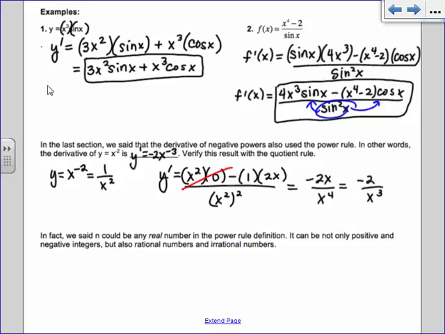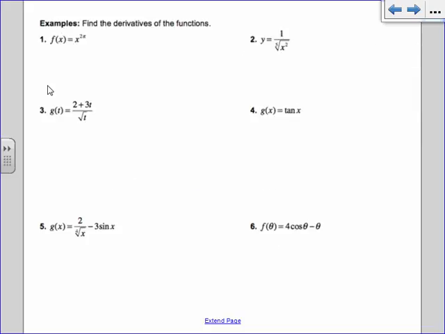So it says, in fact, we said that n could be any real number when we talked about the power rule. We didn't talk much about this, but I can have the square root of 3, right? Then I would pull the square root of 3 to the front, and I would subtract 1 from the square root of 3. It could not only be positive and negative integers, but it could also be rational and irrational numbers. It could be pi. You could have your power as any real number. It doesn't matter. The only thing it can't be is i, because that's not a real number.